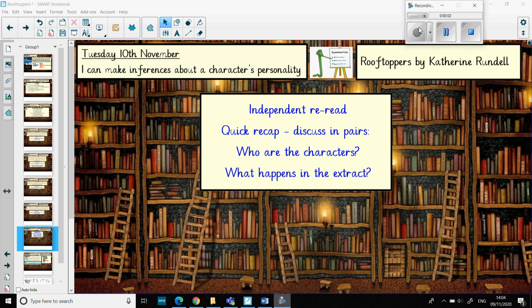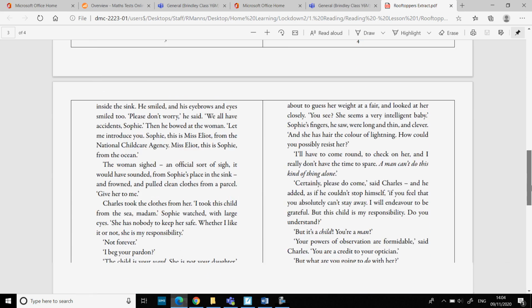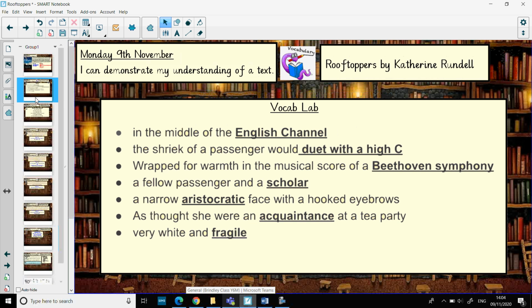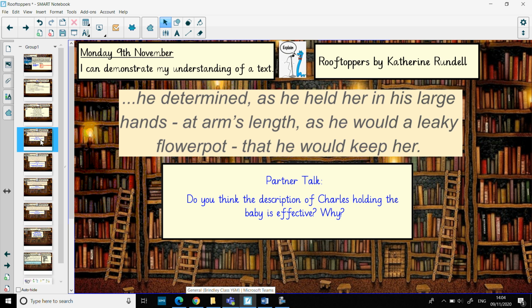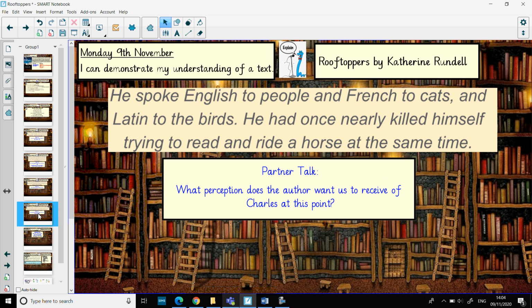Hi guys, so welcome to your second reading lesson of the week, and this reading lesson builds on yesterday's reading lesson all about Rooftoppers. So yesterday what we did was we read the opening chapter to Rooftoppers and answered some questions all about it. So it was all about the man Charles and the baby that he was looking after that he'd named Sophie, and we answered some questions just as we would do in a normal lesson.